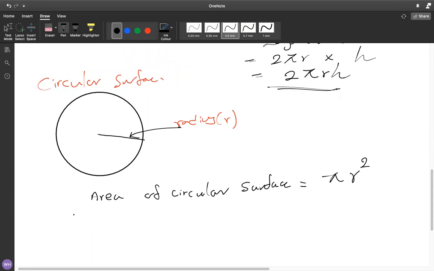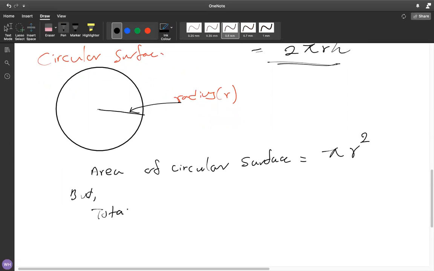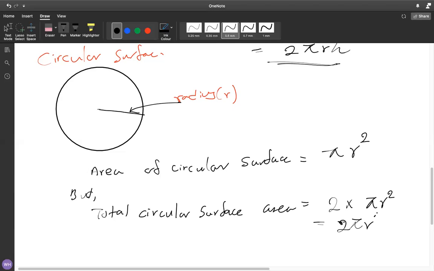But here what do we have? But total circular surface area. So there are two circular surfaces, so you will have to multiply it by 2. So it will be 2 phi r squared.